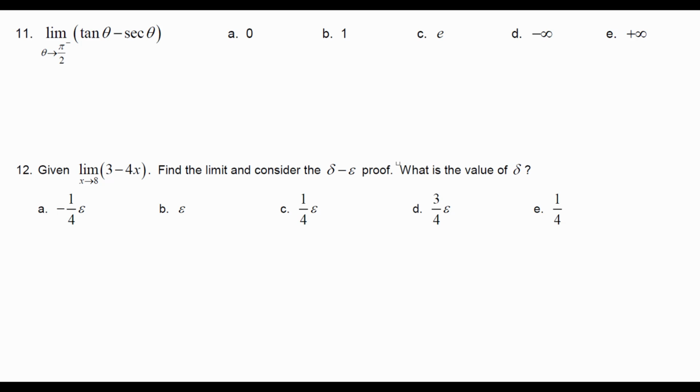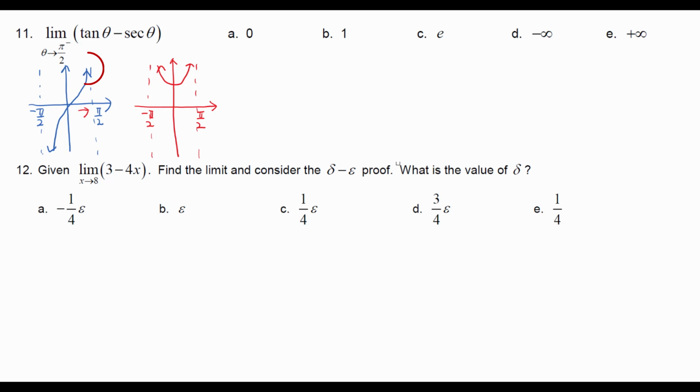Number 11. Limit as theta approaches pi over 2 from the left of tangent theta minus secant theta. So here's the graph of tangent theta from negative pi over 2 to pi over 2. This is what tangent theta looks like. And now secant theta is above cosine theta. So again, between negative pi over 2 and pi over 2, here is how secant theta looks. So as theta approaches pi over 2 from the left, you can see it is going to positive infinity.